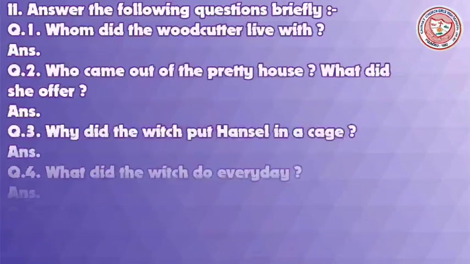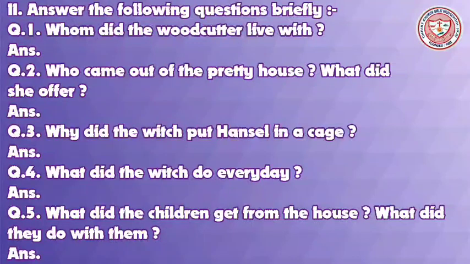Followed? Okay. Now let's discuss some short questions and answers. Question number 1. Whom did the woodcutter live with? It's very easy. The woodcutter lived with his wife and his son and daughter, Hansel and Gretel.